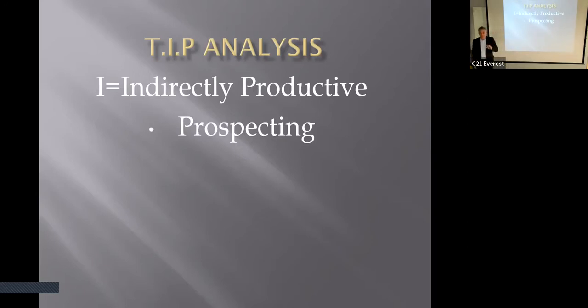So you can count 1 hour as indirectly productive for every appointment you set up, up to the total number of hours. You can't go beyond the total number of hours. So if you set 6 appointments and you were there for 4 hours, you only get it counted as 4 hours indirectly productive. Make sense? Okay. All right.